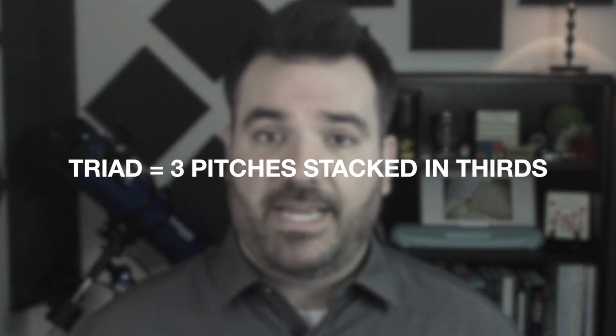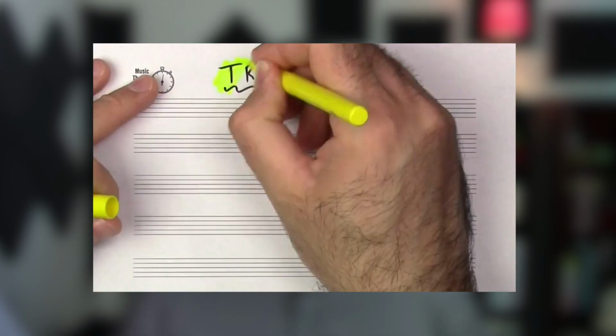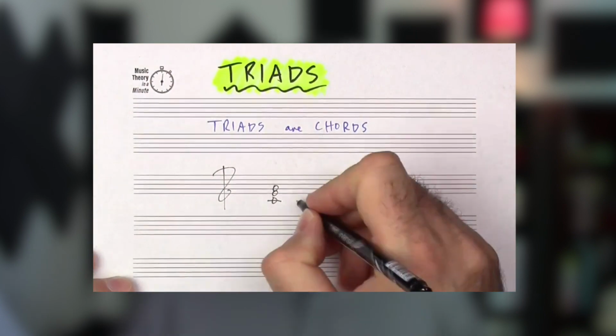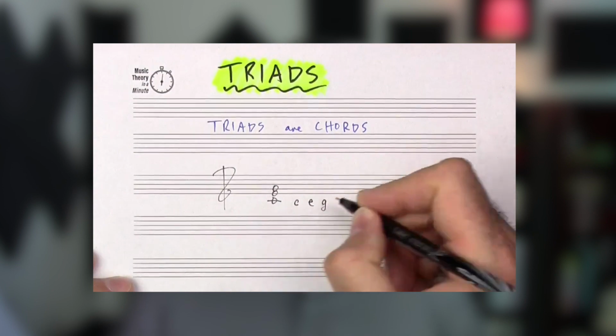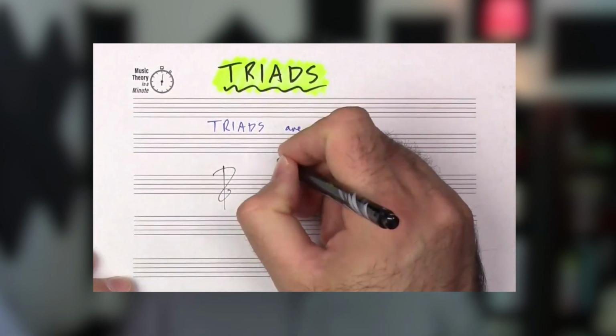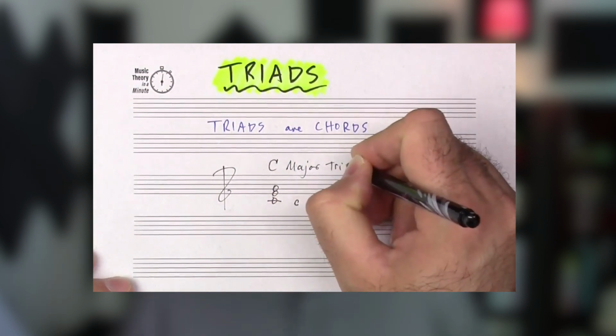What type of chord is a triad? Well, a triad is 3 pitches stacked in thirds. If we start on C and go up a major third, we have an E. Up a minor third from E, we get a G, and thus we have a C major triad. The term major describes the quality of the triad.